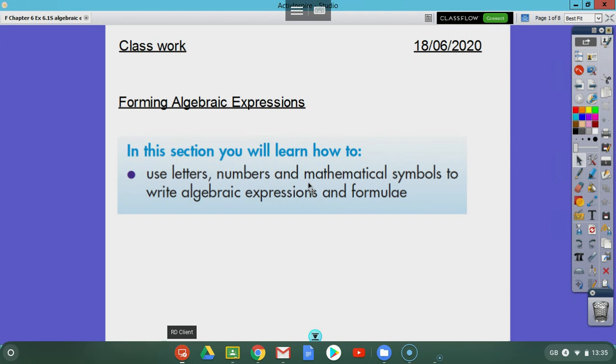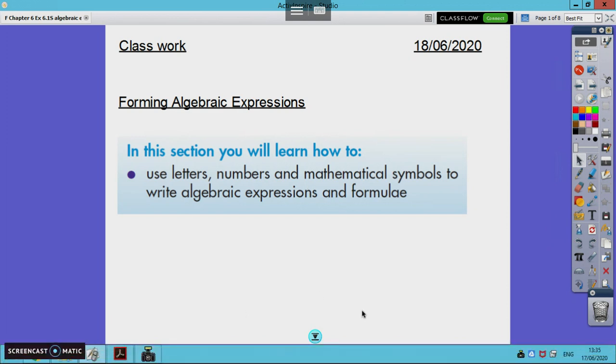So today we are finished with chapter 5, which was all about fractions, decimals, and percentages, and we're now on chapter 6, which is a bit more algebra, so something completely different. So your date is the 18th and your title is Forming Algebraic Expressions, and then you've got your learning objective here. Make sure you pause the video whenever you need to copy anything down.